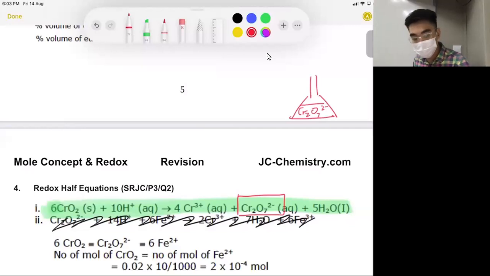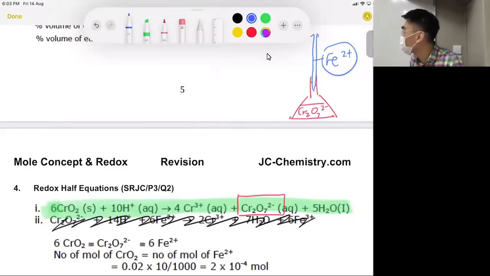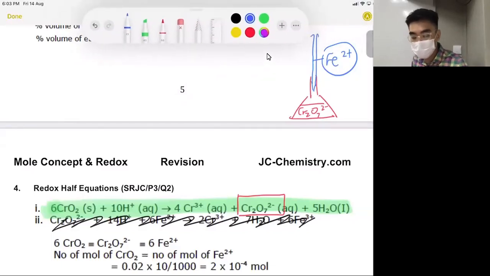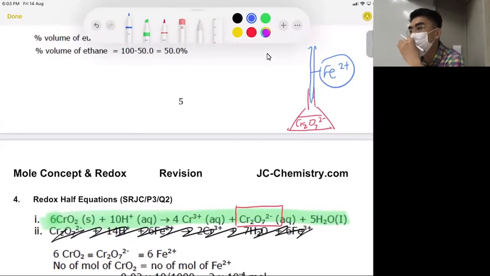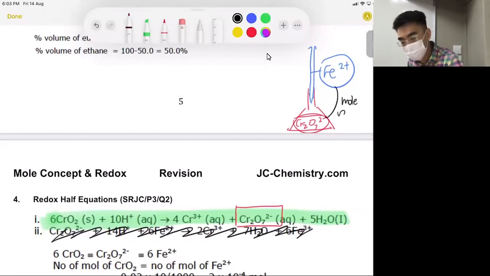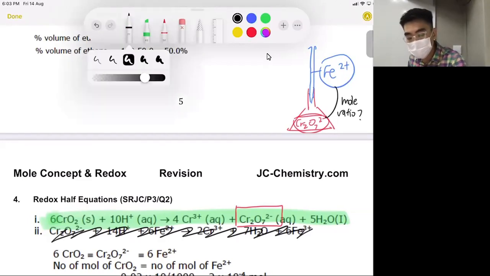What you are trying to do is to use a burette containing Fe2+ to react with the dichromate. So you are using the moles of Fe2+ to solve for the moles of dichromate. The reason I don't want you to write another overall equation is because it's time consuming. All I need to do is find out exactly what the mole ratio between these two is. If I know the mole ratio, I can solve for the moles of dichromate. So how exactly do I do that?